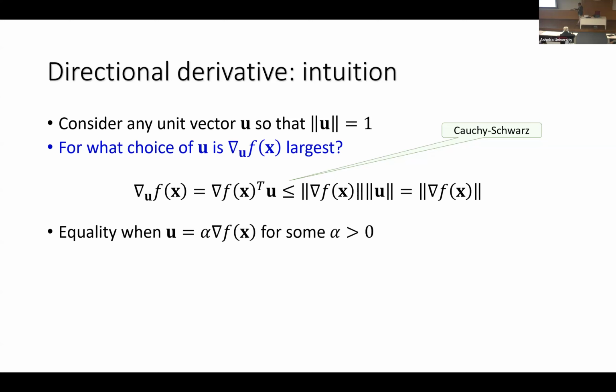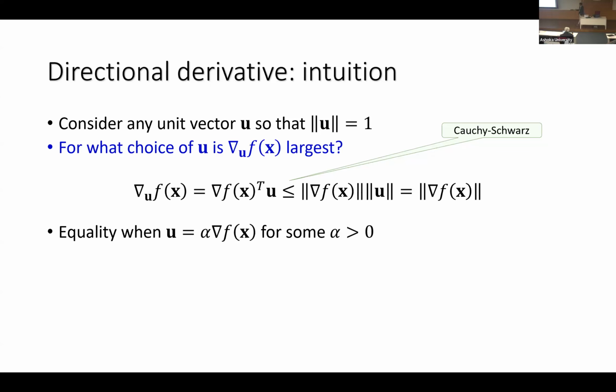So this is an upper bound, and when does it become an equality? If you remember your Cauchy-Schwarz inequality, it becomes an equality when they are scalar multiples. So u is equal to alpha times gradient f of x for some alpha positive. It has to be positive so that the upper bound becomes an equality. It would be negative when the lower bound becomes an equality.